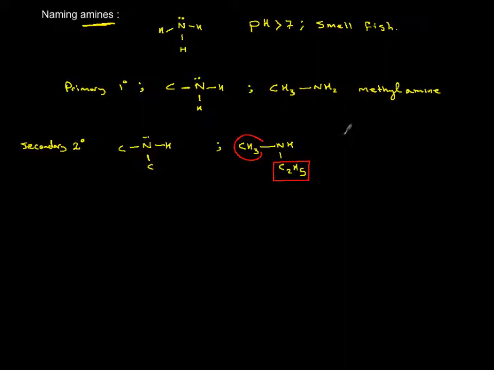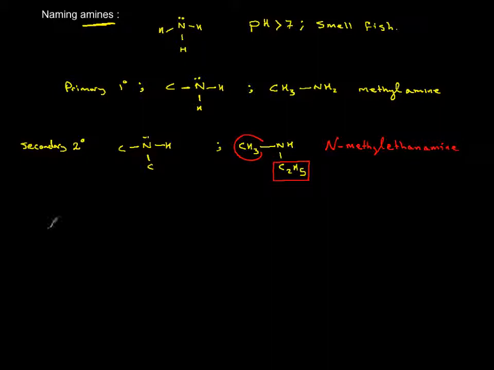Now how do we name it? We are going to use a capital italic N, and then we are going to talk about the location. So it's an N dash, we have a methyl branch attached to the N, and the ending should be ethane, of course amine, to indicate a functional group. So that's how to name secondary.